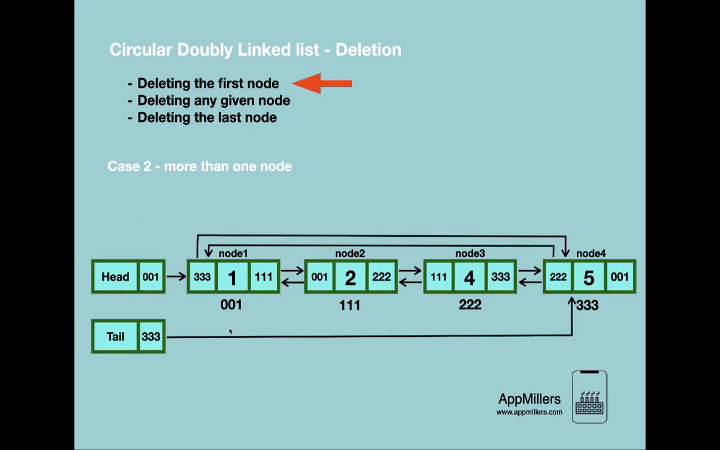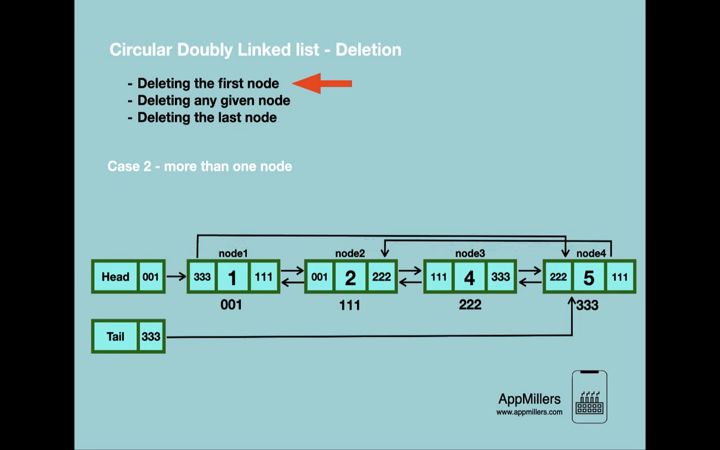Now let's continue to the second case. Let's say our circular double linked list looks like this, and we want to delete node 1. In this case, there is more than one node in the circular double linked list. The first step is we need to update the last node's reference to point to node 2. By setting the last node's reference to 111, we are creating a link between node 4 and node 2. By doing so, the link between node 4 and node 1 gets destroyed.